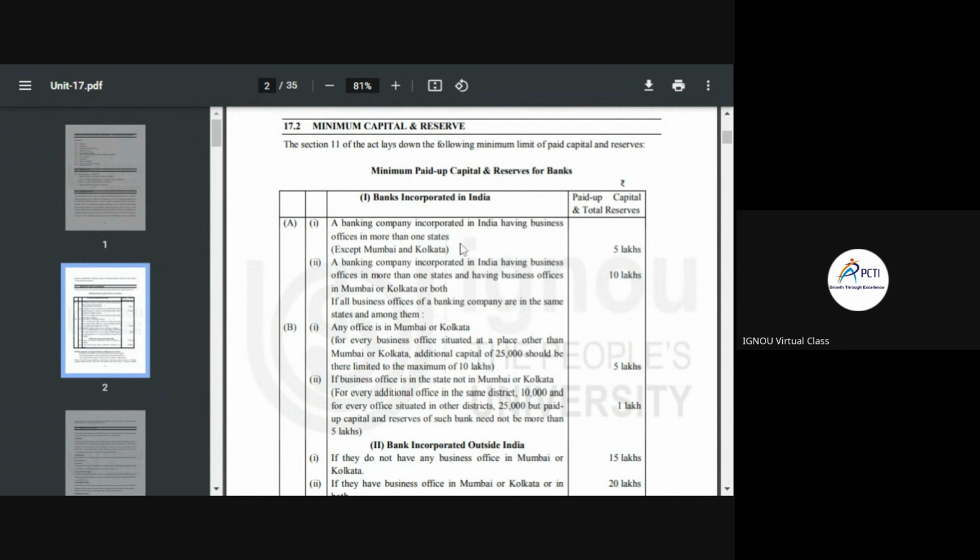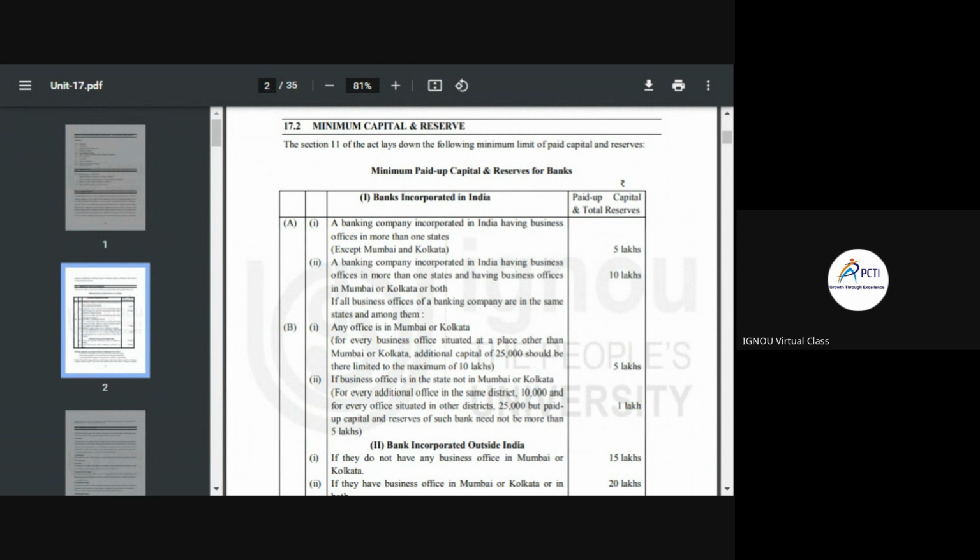Like a banking company incorporated in India having business offices in more than one state except Mumbai and Kolkata, so the paid up capital and total reserve will be 5 lakh. Next one is a banking company incorporated in India having business offices in more than one state and having business offices in Mumbai or Kolkata or both. That will have a limit of rupees 10 lakh. Then for any other office, in Mumbai or Kolkata, for every business office that is situated at a place other than Mumbai or Kolkata, additional capital of 25,000 should be added, limited to a maximum of 10 lakh, and that will be 5 lakh.